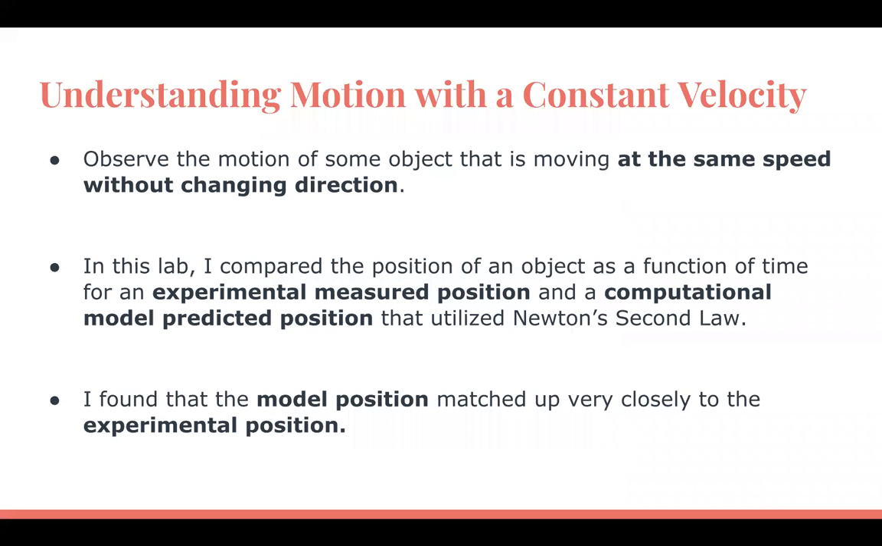In this lab, the goal was to observe the motion of some object that is moving at the same speed without changing direction. In this lab, I compared the position of an object as a function of time for an experimental measured position and a computational model predicted position. The computational model used Newton's second law to predict the position. And I found that the model position matched up very closely with the experimental position.